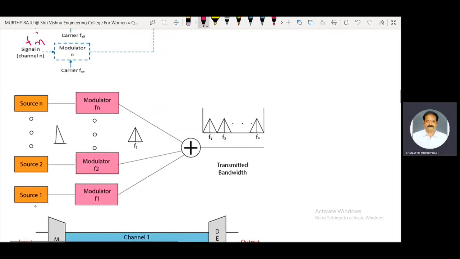Here, this is source 1, source 2, source N. These are the signals. The modulator carrier frequencies are F1, F2, Fn. This is the spectrum of frequency F1, here F2, and so on. All these are combined to form a composite. This is the composite signal.